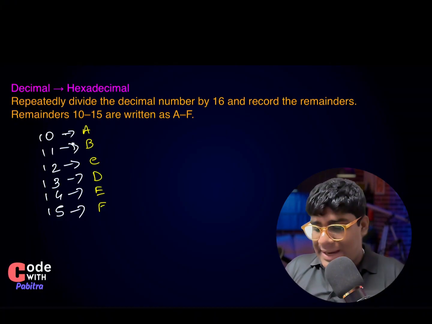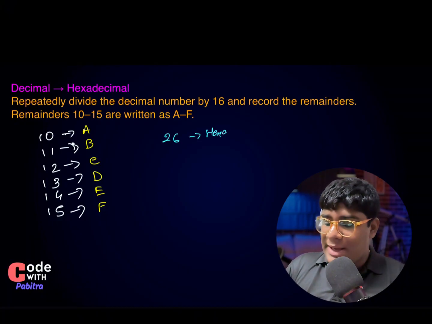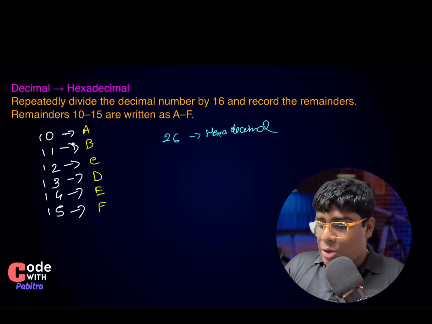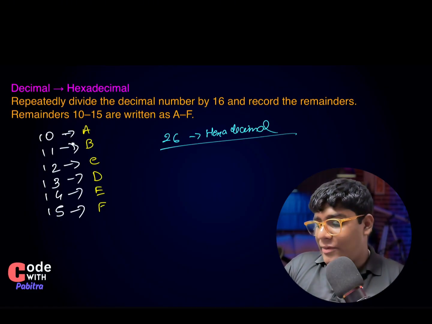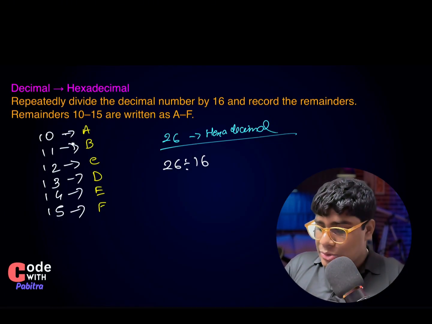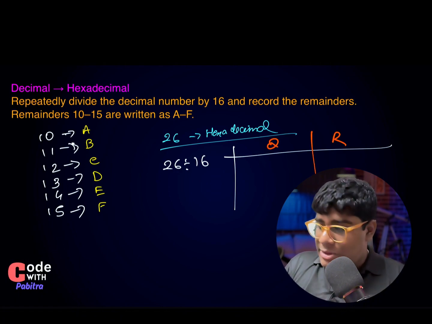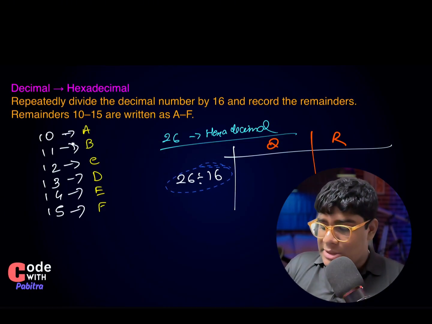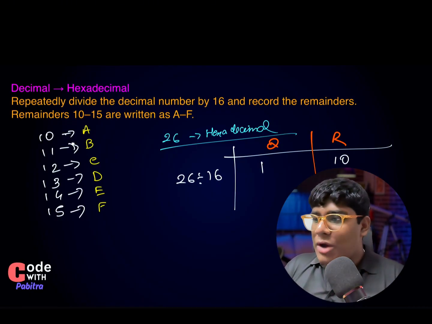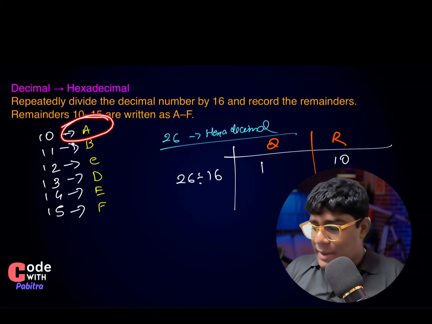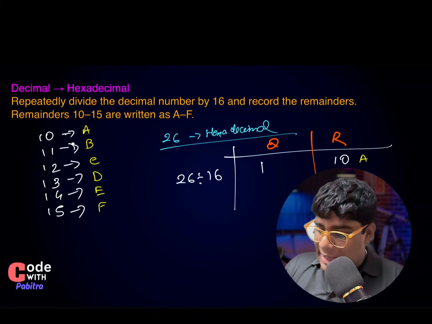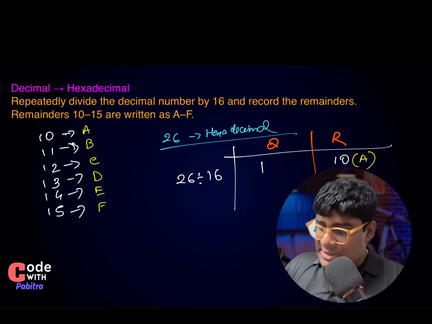So we should convert 26 to hexadecimal. To convert 26 to hexadecimal, we repeatedly divide 26 by 16. Here I will write the quotient and here I will write the remainder. The quotient will be 1 and the remainder is 10. 10 means A, as I just told you. So we'll put A over here in the place of 10.